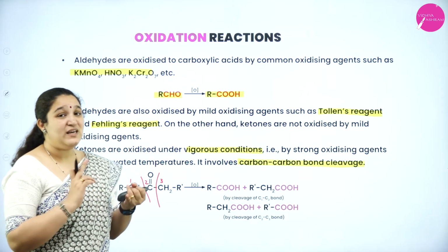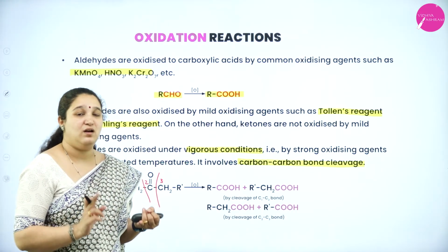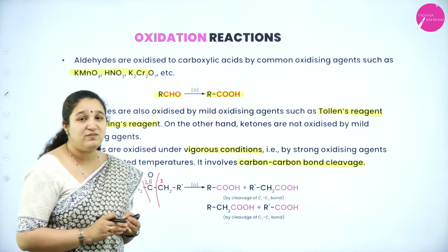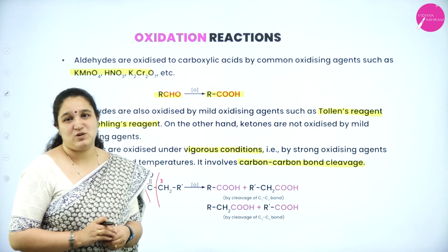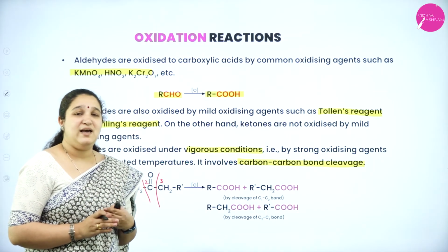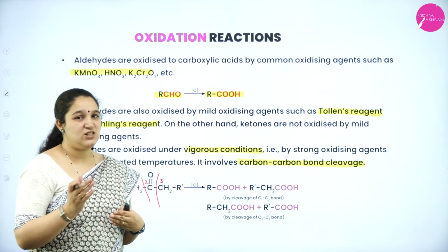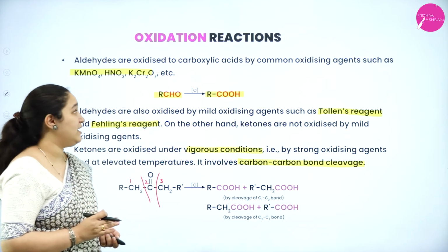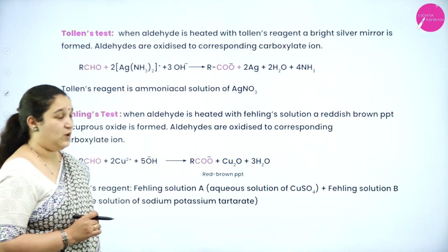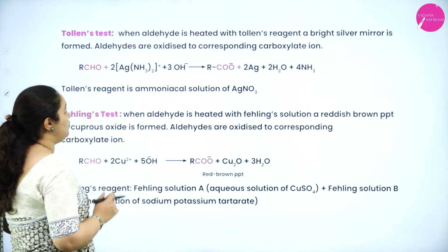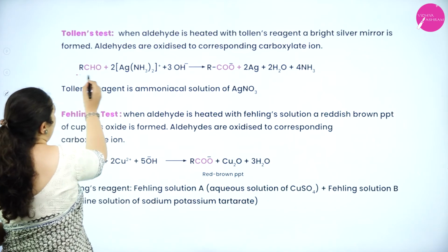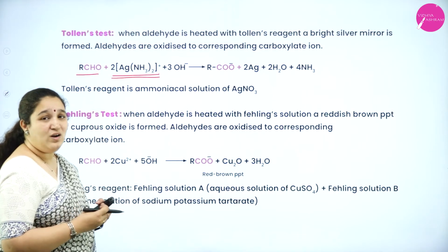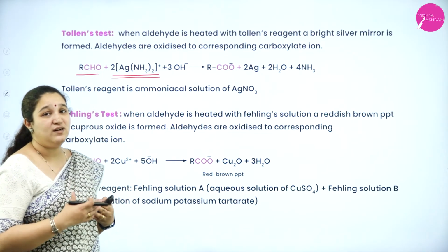And remember, ketones will not react with a mild oxidizing agent. Only with strong oxidizing agents under vigorous conditions can they give carboxylic acids. Whereas aldehydes can react with mild oxidizing agents as well as strong oxidizing agents. So we'll see the reactions with Tollens reagent as well as the Fehling's test. Okay. So, what is the Tollens test? If there is an aldehyde group and you add Tollens reagent, which is called ammoniacal silver nitrate.